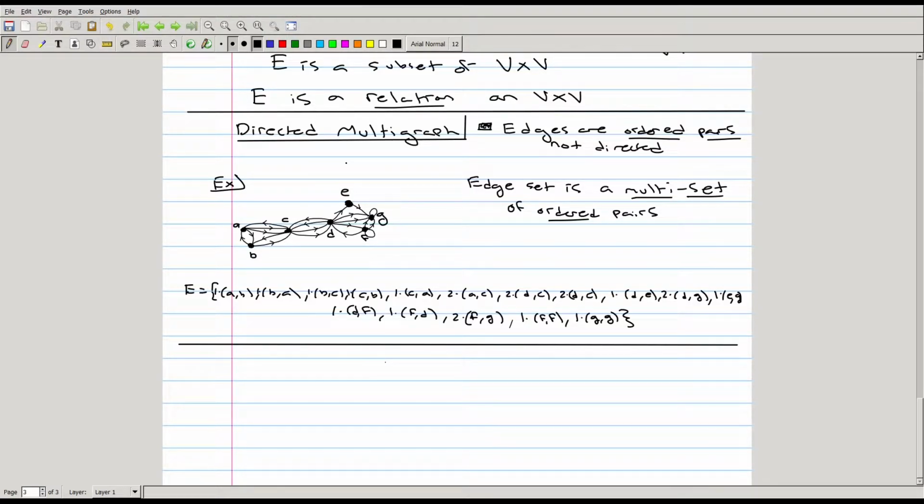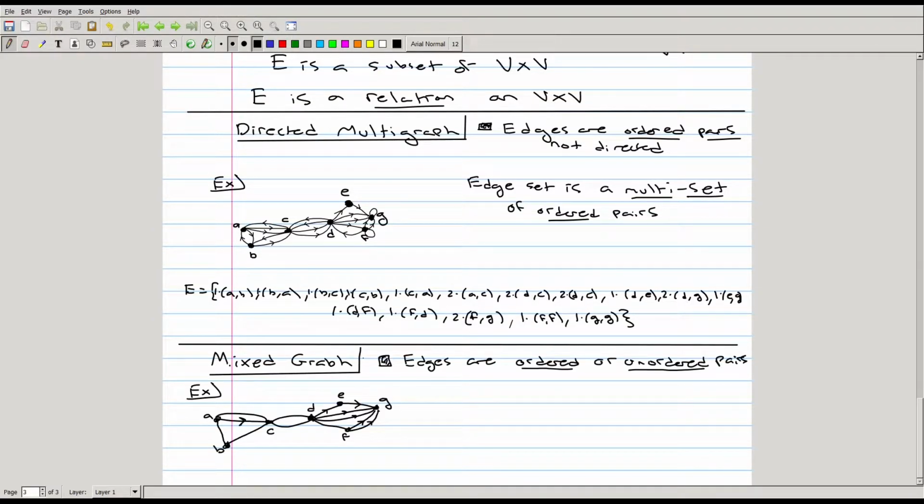What I'll do is I'll actually take the directed multigraph here and draw a mixed graph that is in some sense equivalent to this directed multigraph. And so this right here, we need to include the loops as well. Almost forgot those. We have a loop here at F and a loop here at G. This is an example of a mixed graph where the edges are ordered or unordered pairs. They can be directed or not directed.